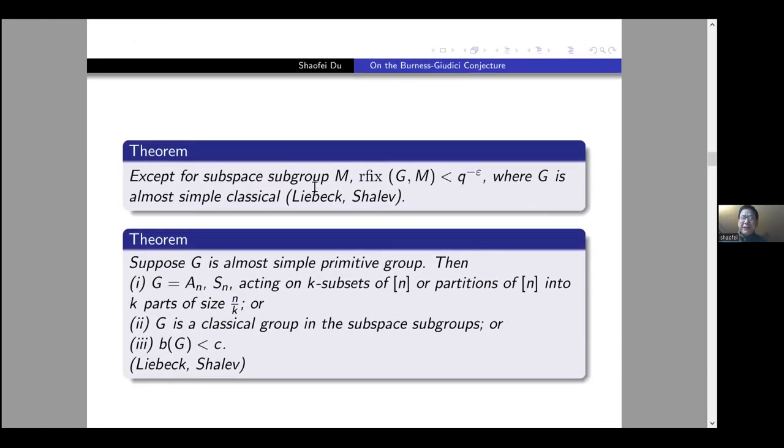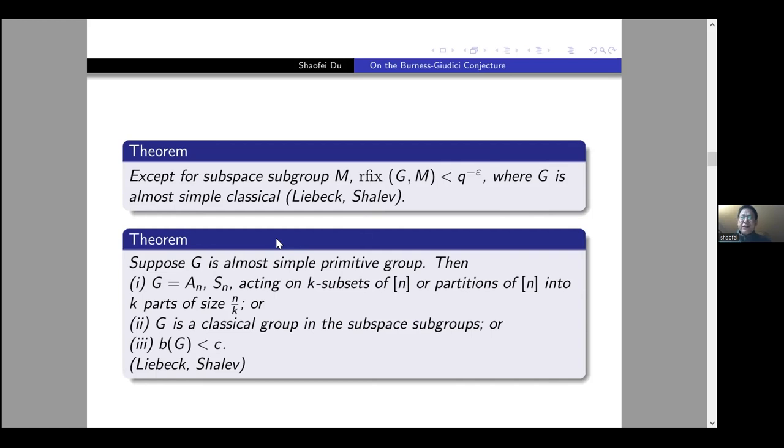This is another result, except for the subspace case. You have a bound for this number. This G M means you have group G, a classical group. You take a maximal subgroup M, then you can define the permutation group, a primitive group. Then you have these bounds.